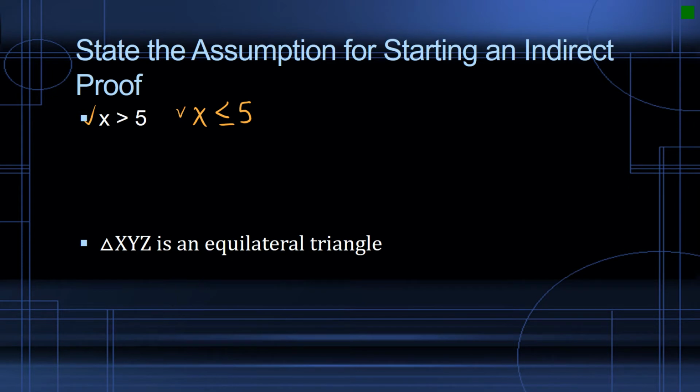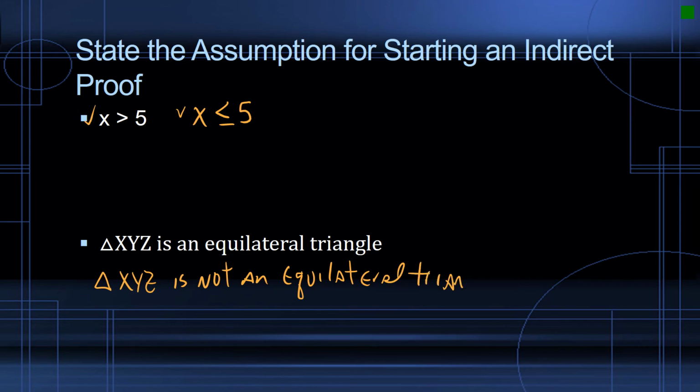Let's look at this second one here. Triangle XYZ is an equilateral triangle. Well, that's simply saying that triangle XYZ is not an equilateral triangle. Okay, that's all there is to this part of it. It may get a little bit more complex as we move to writing an indirect proof and then moving over to indirect proofs with geometry, but hey, we're up for the task, right? Of course we are.